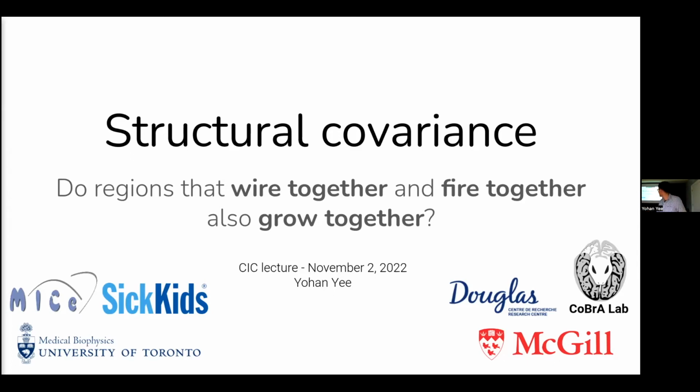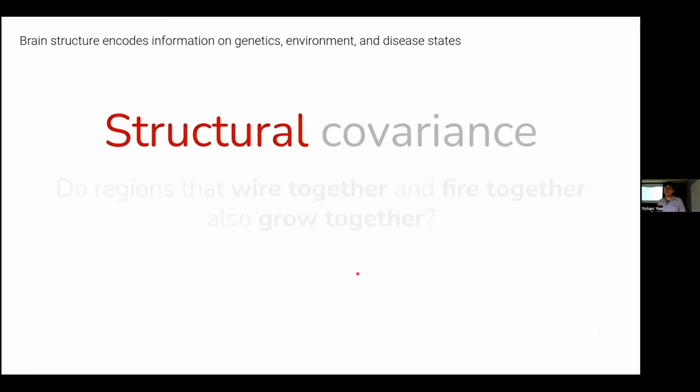As Liz mentioned, I'm a postdoc here at the Douglas, but what I'm going to talk about is my PhD work on structural covariance that was done at the institutions here at the bottom left. Just so we're on the same page, I'll give you a bit of a background on what structural covariance means. And by structural here, I'm talking about brain structure. Brain structure in terms of volume and cortical thickness is important because it really encodes a lot of information on things like genetics, on the environment, and on states of disease.